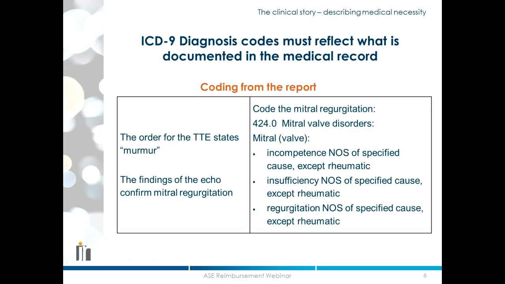Okay, so when I talked about coding from the report, I just wanted to give you some examples here. This is an example of when the order for the transthoracic echo states murmur. The findings of the echo confirm mitral regurg, and so you can code for the mitral regurg, and as you can see, that's the definition of the different codes. Next slide.